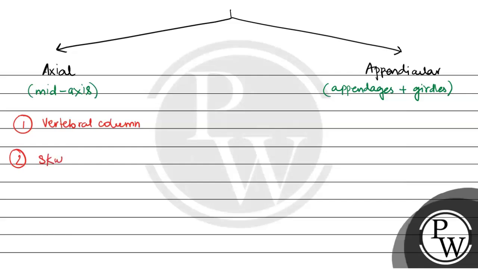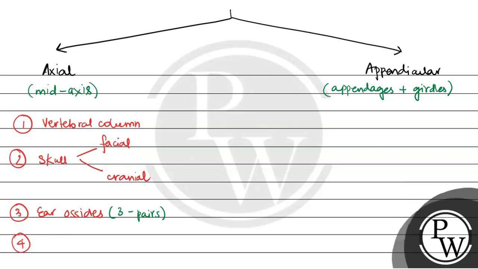Second is the skull. The skull consists of both facial skeleton and cranial skeleton. Third is the ear ossicles. Ear ossicles are the bones which are present in the middle ear, and ये three pairs में present होते हैं, which are called malleus, incus, and stapes.